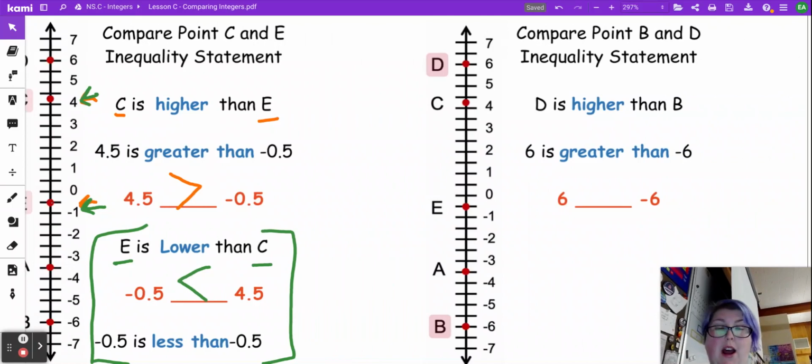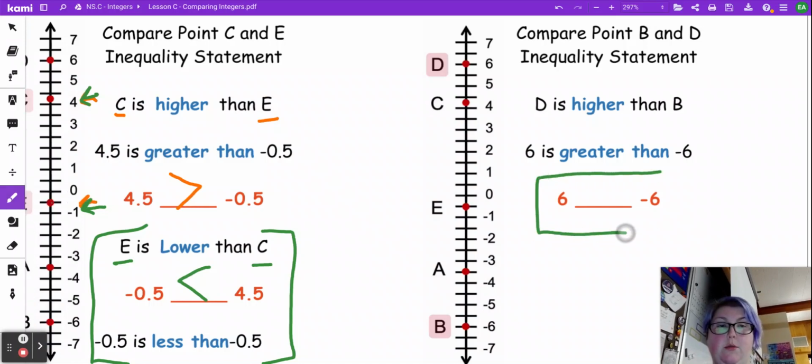So now I want you to do this last one on your own. You are going to compare B and D. D is higher than B. We know 6 is greater than -6. So what is the inequality that you are going to use here?